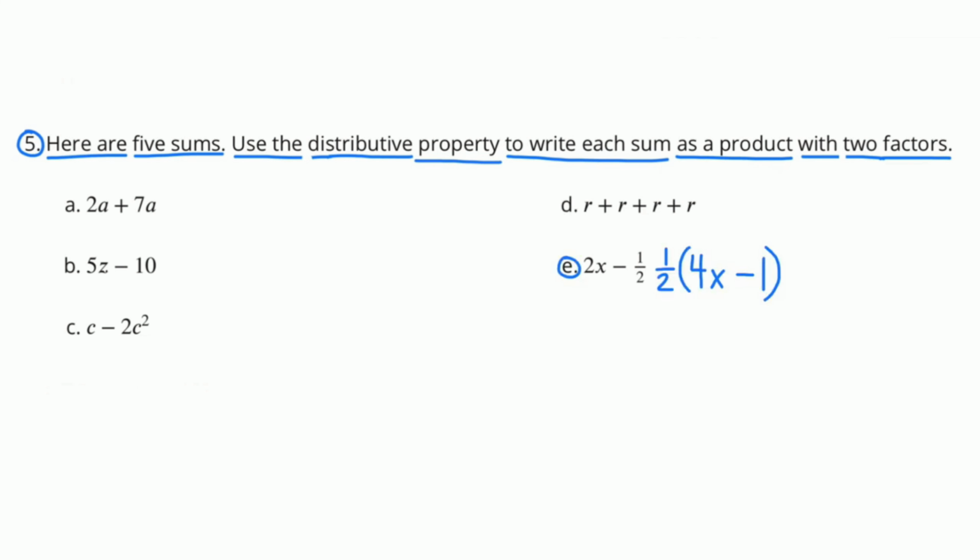E. 2x minus 1/2. I pulled out 1/2 as the common denominator, so 1/2 on the outside times 4x minus 1, because 1/2 times 4x equals 2x, and 1/2 times minus 1 equals minus 1/2.